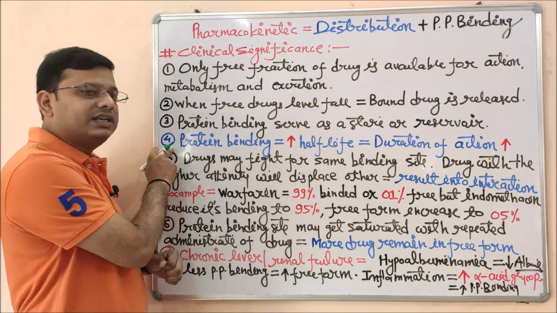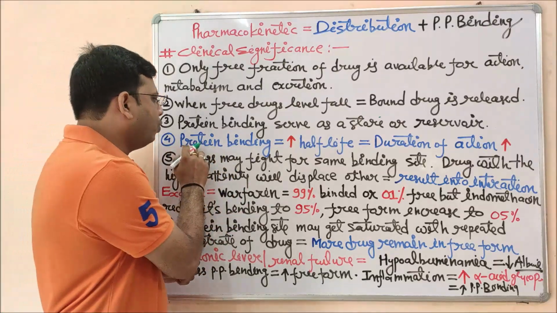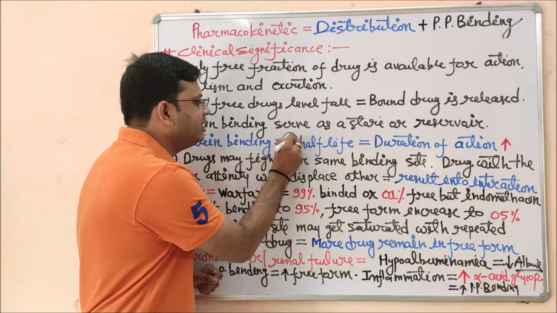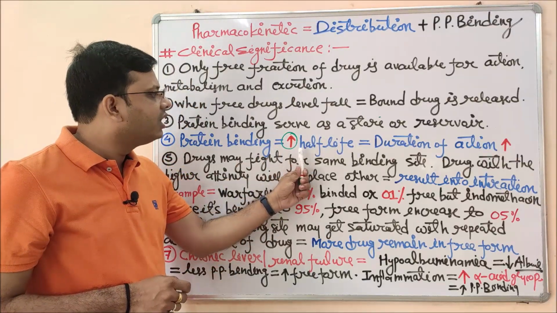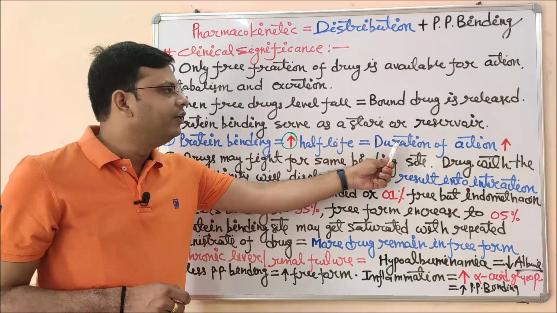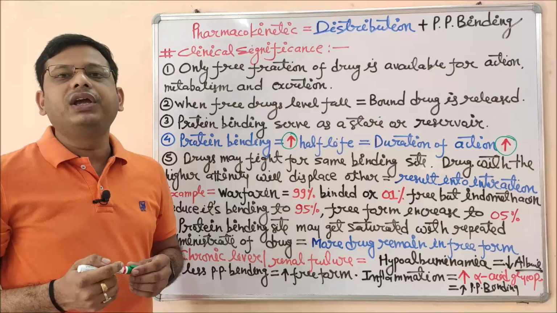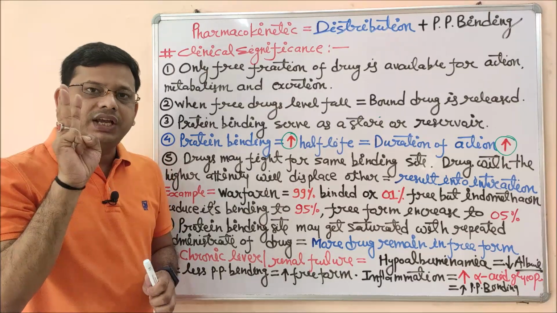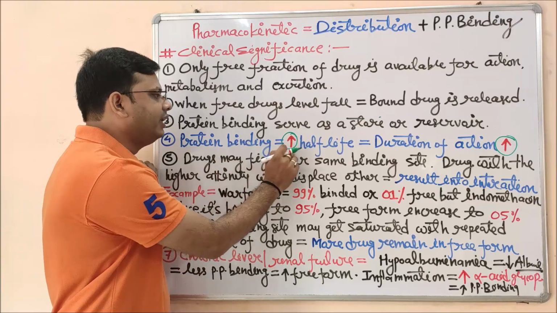Another important point here, in the fourth number: protein binding is very important. The protein binding phenomenon increases the half-life of the drug. This is drug specific, and if the drug half-life increases, its duration of action will also increase, and the drug will be a long-acting drug. So this is important. Plasma protein binding can increase the half-life.